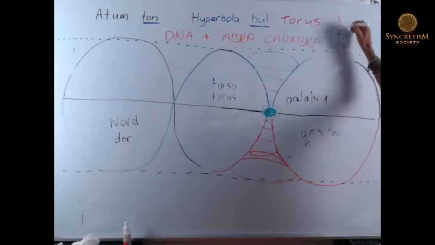So let's get down to some nitty-gritty. Let's explain. Here we explained that Tom means twin. Well, another derivation of Tom is den.